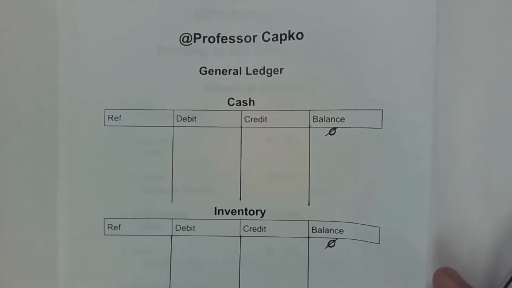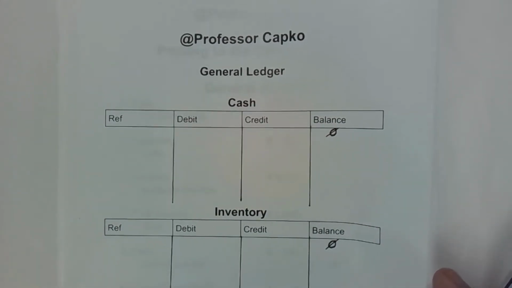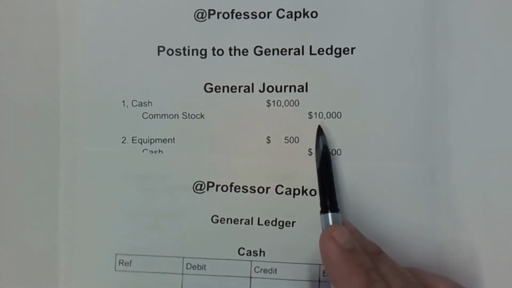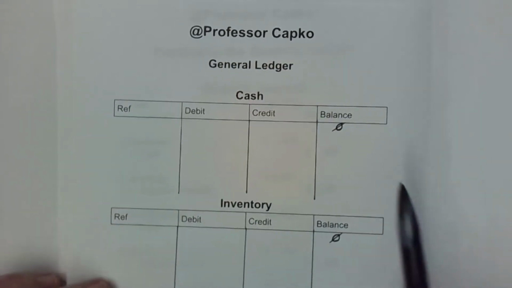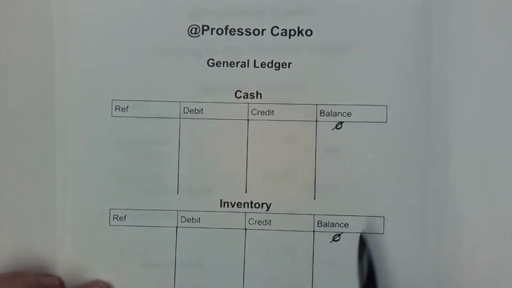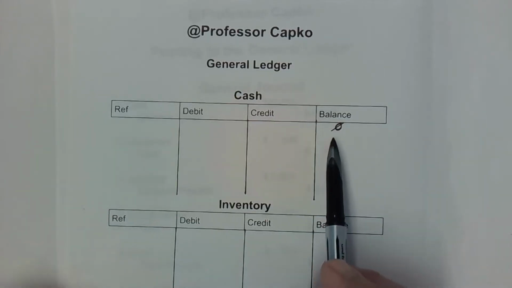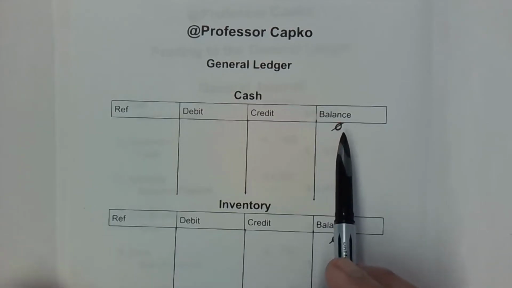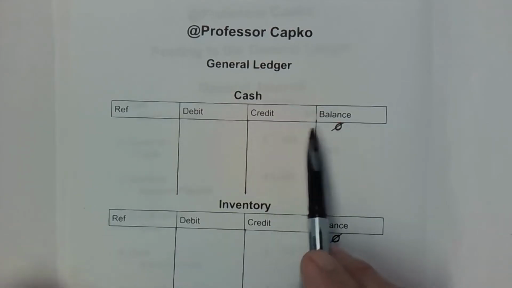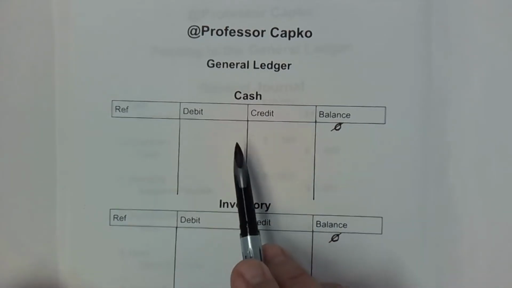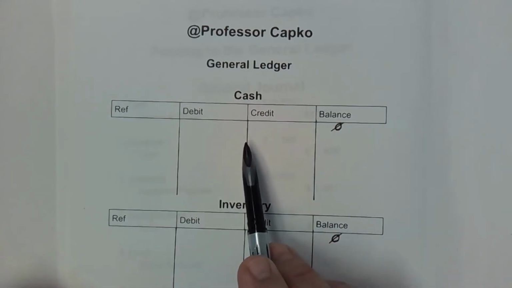Here's an example of a general ledger, and it would have a beginning balance. Now this is showing the beginning of a company, so the common stock and the cash for the startup of the company. So most of your accounts are going to have a zero balance, but always check the prior balance sheet to make sure that the beginning balance here matches the ending balance from the prior balance sheet.